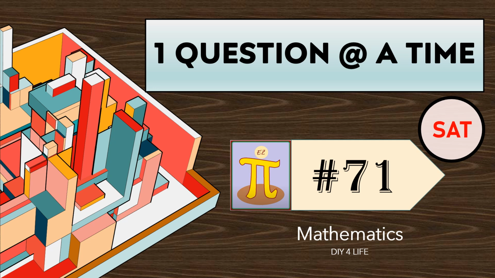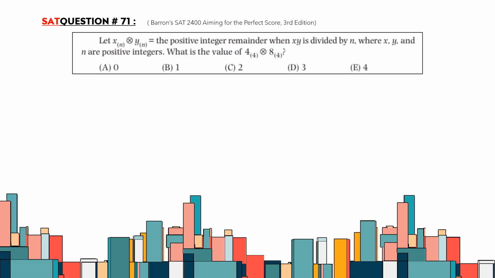Question number 71. Let x sub n cross y sub n equal the positive integer remainder when x times y is divided by n, where x, y, and n are positive integers. What is the value of 4 sub 4 cross 8 sub 4?